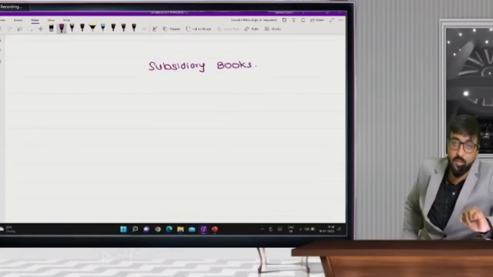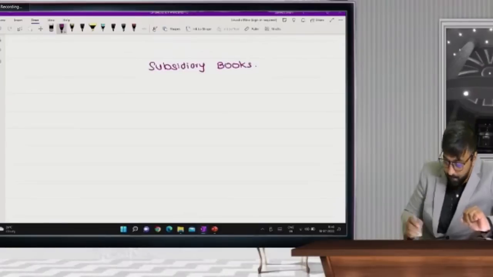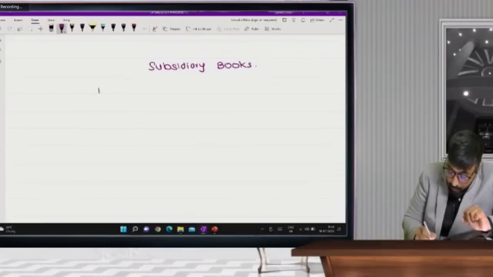Subsidiary books, why these are open? Now, journal entry, assume.